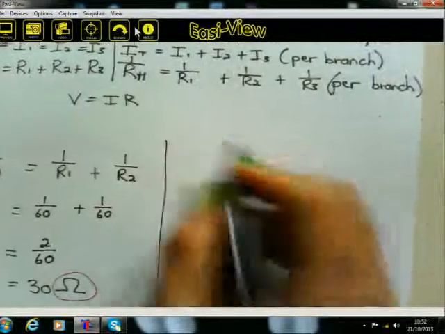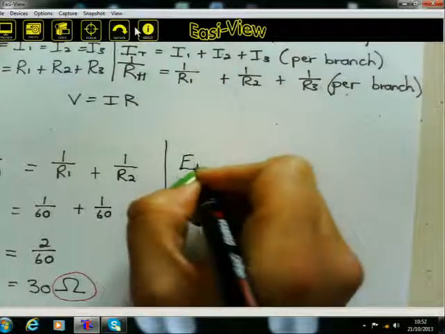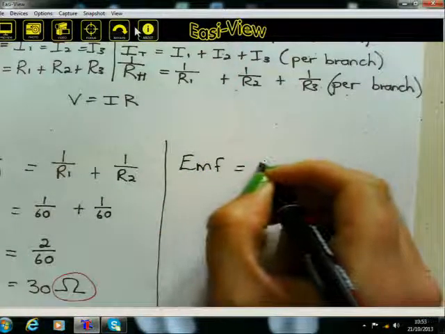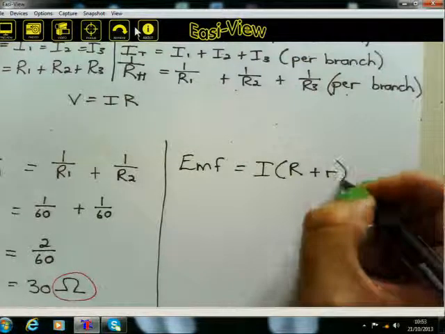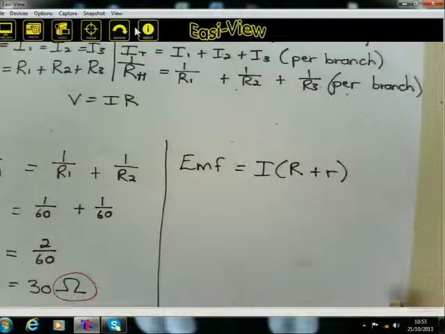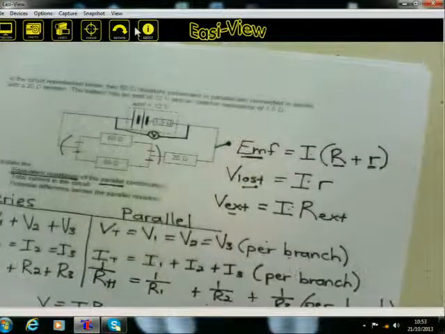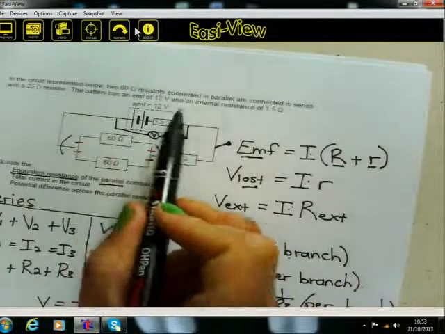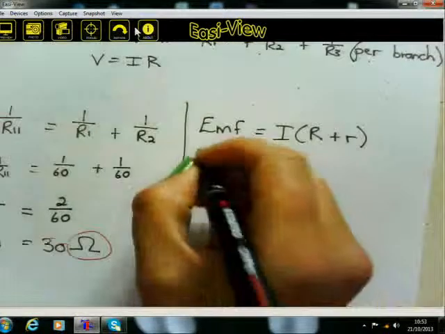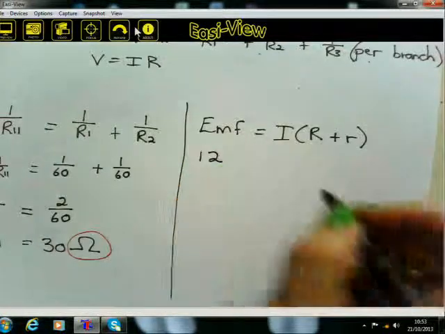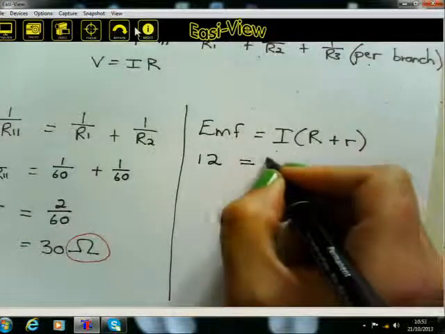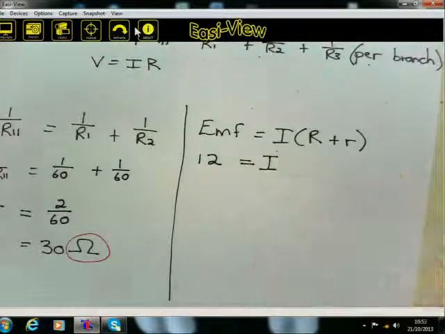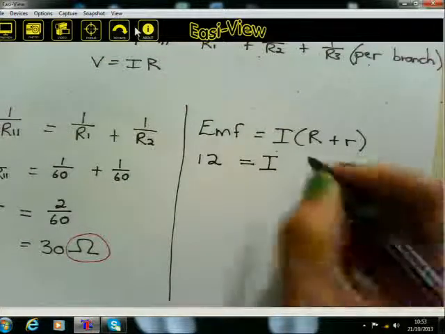So let's go and substitute. We say EMF is equal to I times external resistance plus internal resistance. EMF has been given. They gave it to us there on top. EMF equals 12 volts. So we'll substitute 12 into EMF equals, I is the one that they want to know. They asked us to calculate the current in the circuit.